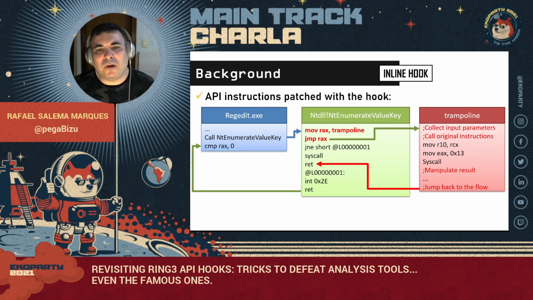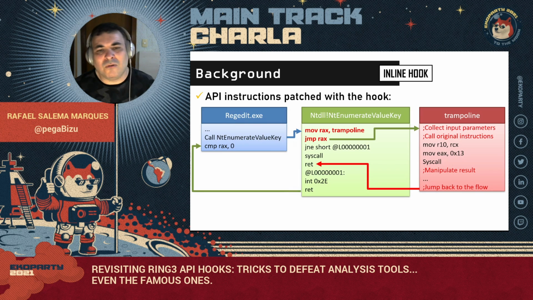Firstly, the trampoline is injected into the virtual memory of the process of interest. In this case it is regedit. And the first instructions of the API NtEnumerateValueKey are patched to change the execution flow to the trampoline function when regedit calls the API. Inside the trampoline function, the adversary can grab parameters if the objective is to collect sensitive information. However, in this example, we intend to conceal registry keys from the user when using regedit.